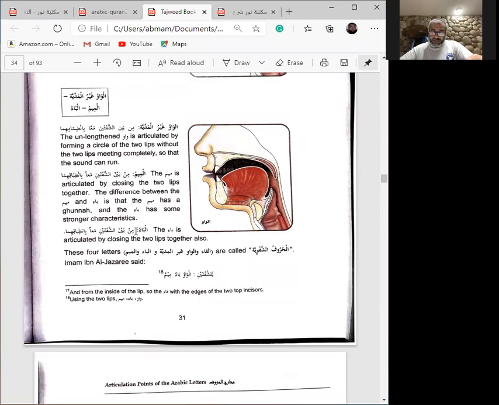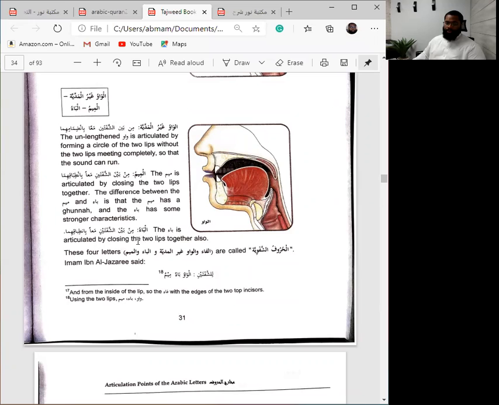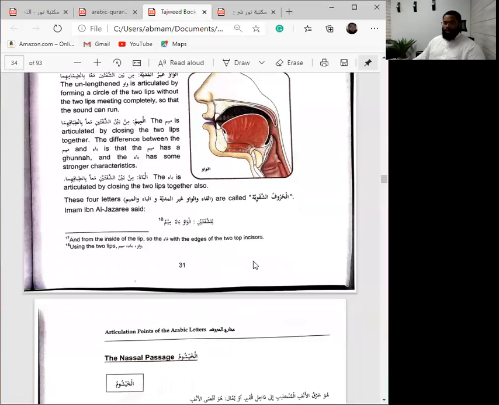الباء من بين الشفتين مع بانطباقهما. The ba is articulated by closing the two lips together also. These four letters, الفاء, الواو غير المادية, الباء, الميم, are called الحروف الشفوية, meaning the lip letters. Imam ibn al-Jazari said, للشفتين الواو باء ميم. For the lips are waw, ba, and mim.